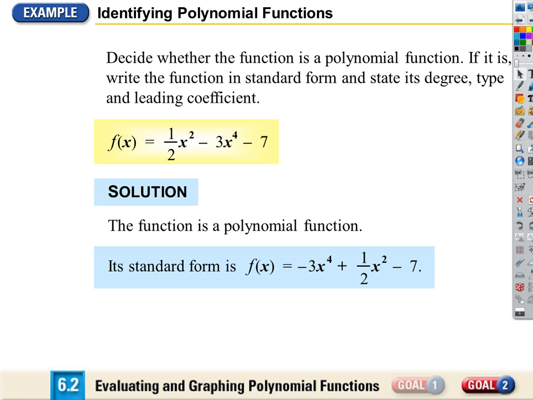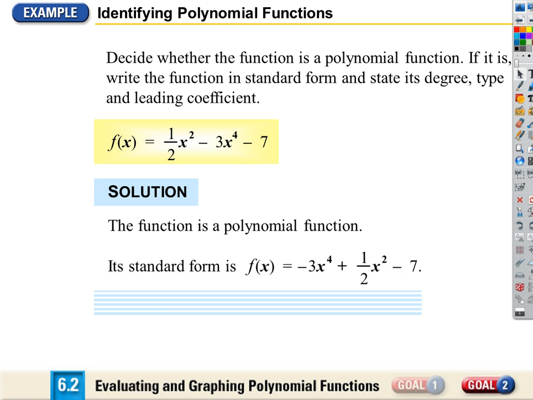There's standard form. I got to put the x to the 4th term first and just go in descending order of power. Okay, what is the degree of the polynomial? 4. Just the biggest power of x. That's it, right? It's a 4th-degree polynomial. So what would the type be then? If we wanted to give that a name, remember what that was called? Quartic. And what's the leading coefficient? -3. What's the constant? -7. Good.